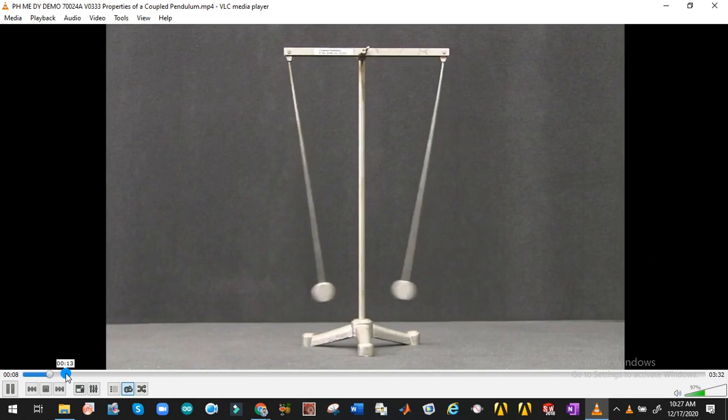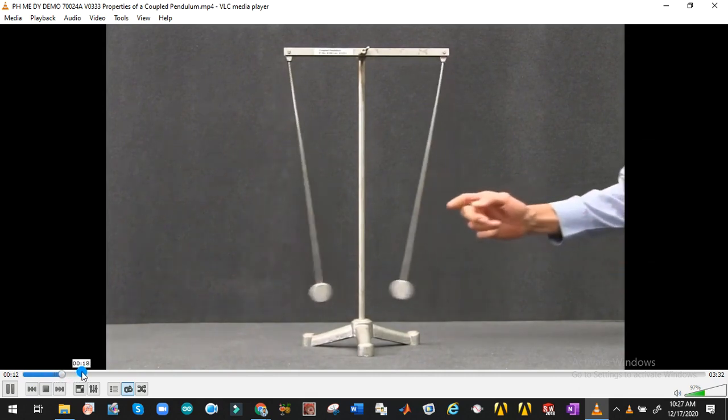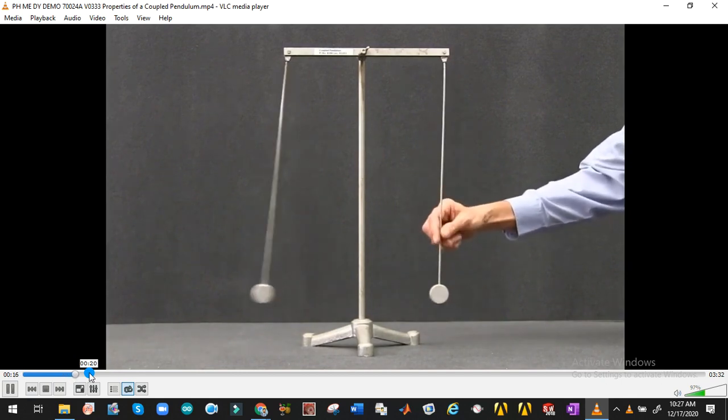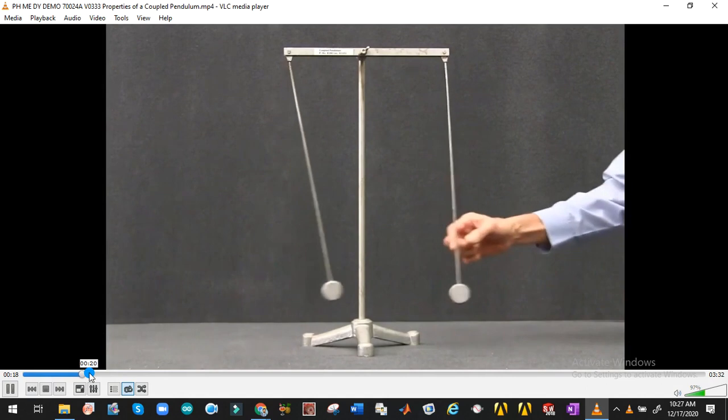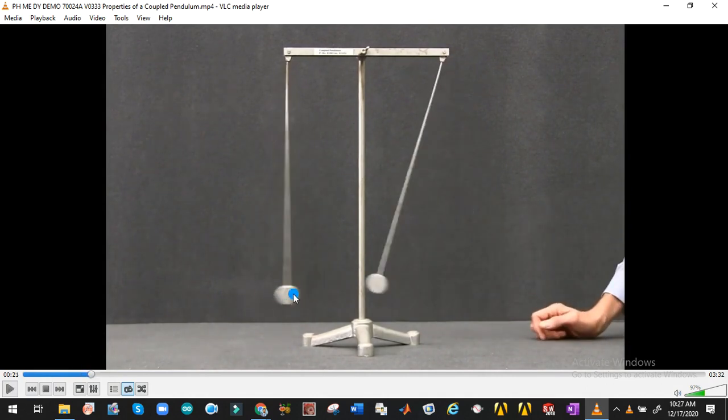What we have here are two almost identical pendulums. You can see that the motions of them are independent. The motion of one has no effect on the other. It doesn't matter what I do with the other. Here we have our two suspended pendulums. These pendulums are not connected to each other. They are uncoupled. There is no stiffness element in between.